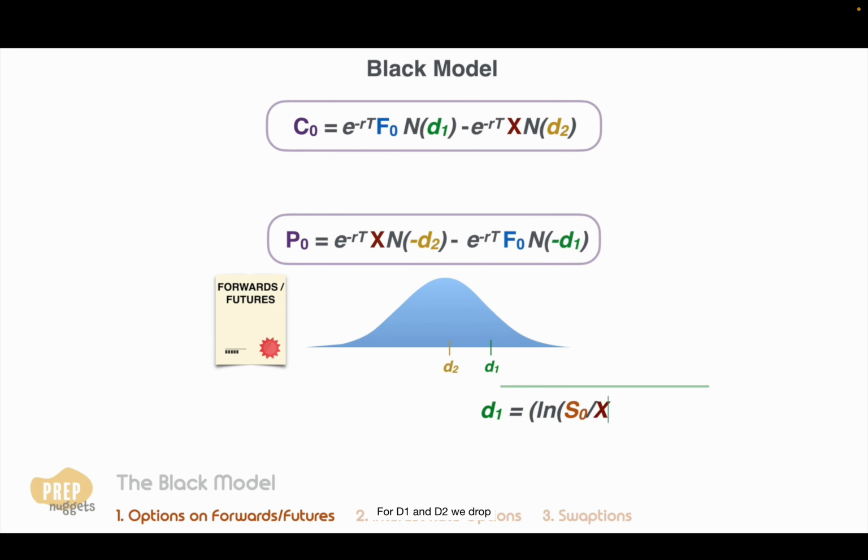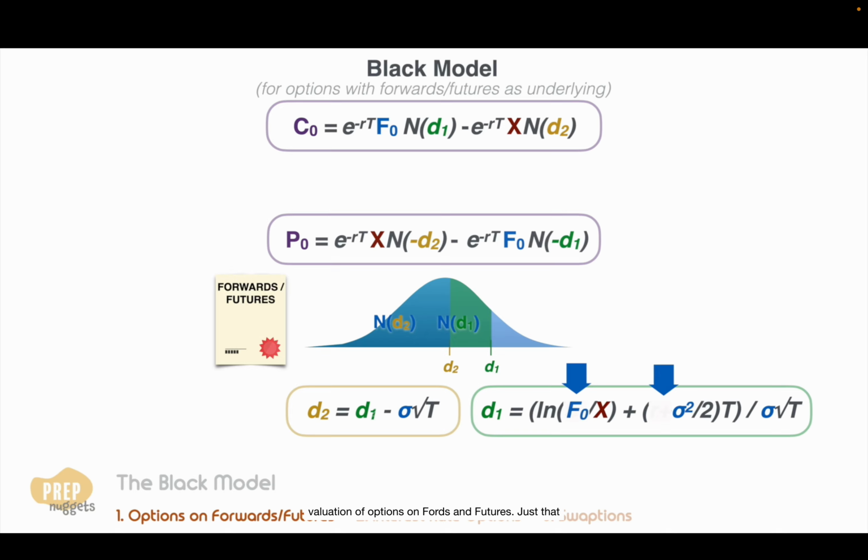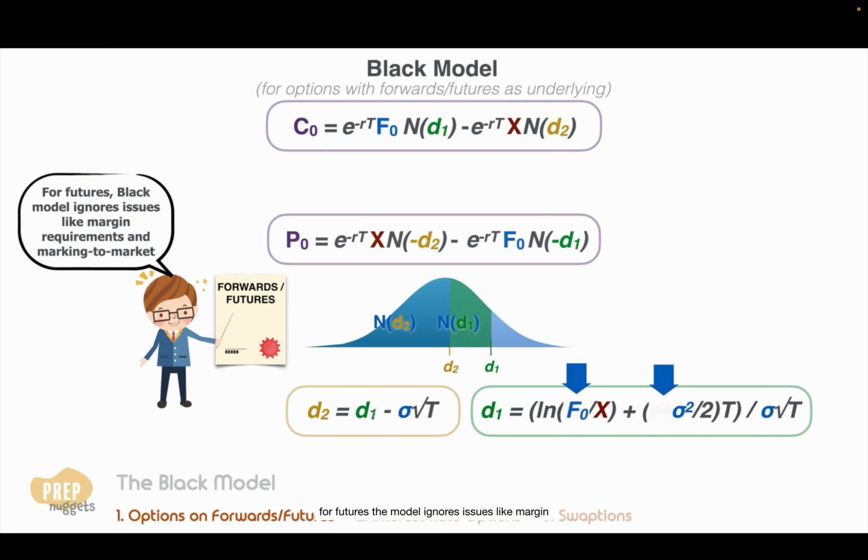For D1 and D2, we drop the R here and replace the spot price with the forward price. Again, this is for your reference and you do not need to know the derivation of D1 and D2. You'll likely be given N(D1) and N(D2) if they are needed. And that's it. This is the Black Model for the valuation of options on forwards and futures. Just that for futures, the model ignores issues like margin requirements and marking to market.